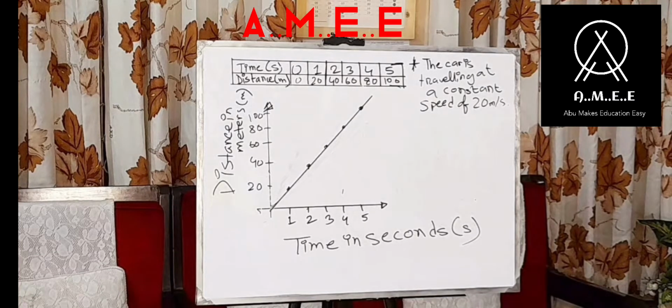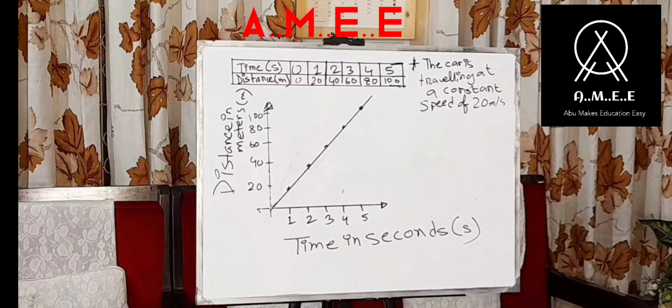Another thing we can know is by dividing the distance by the time. For example, in 1 second it has covered 20 meters, but in 2 seconds it has covered double of it, which means that if we divide the distance by time, we still get 20. 40 divided by 2 is 20. So this is how we know it is moving at a constant speed.